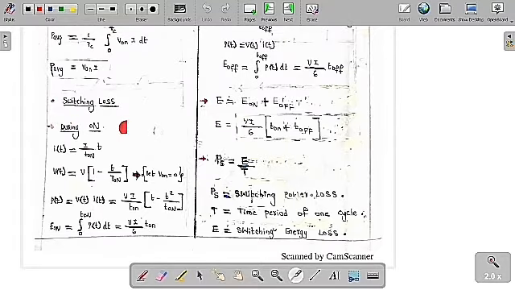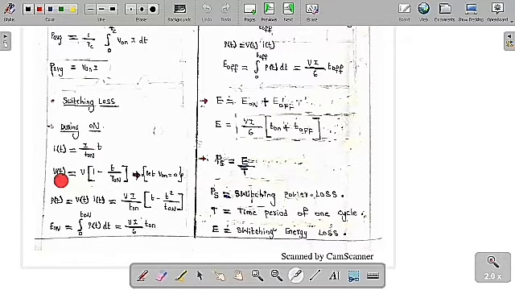Now, switching loss. Switching loss is the power loss during the transient state, during the on period and during the off period. During the on time, the current is going to increase, but the voltage is going to decay. So the current increases with slope I by t on, so I of t is equal to I by t on into t, like y is equal to mx.